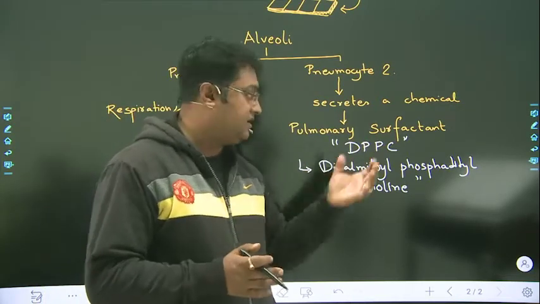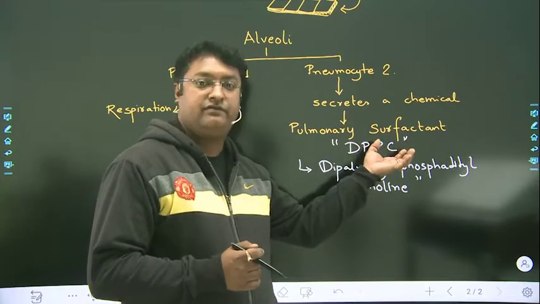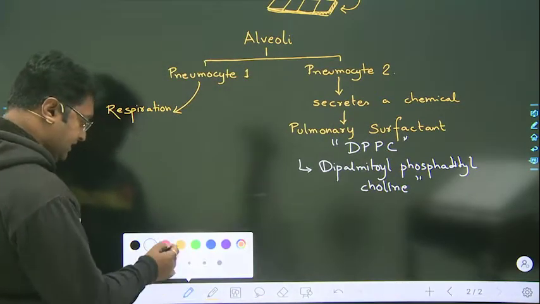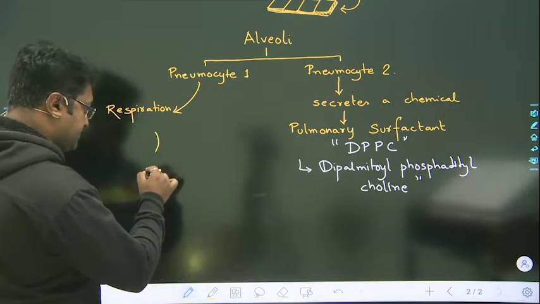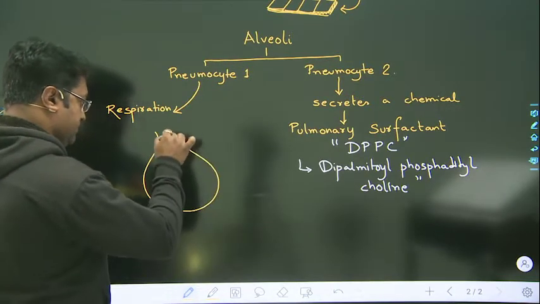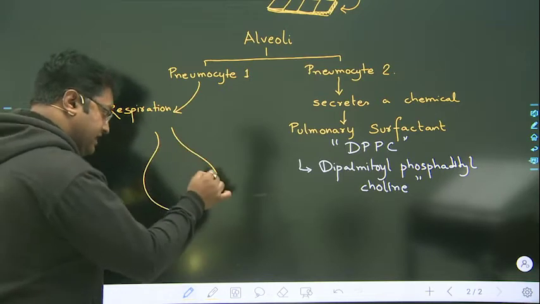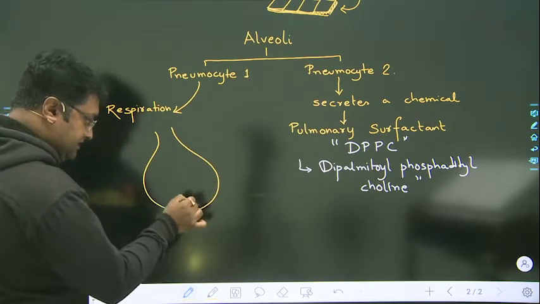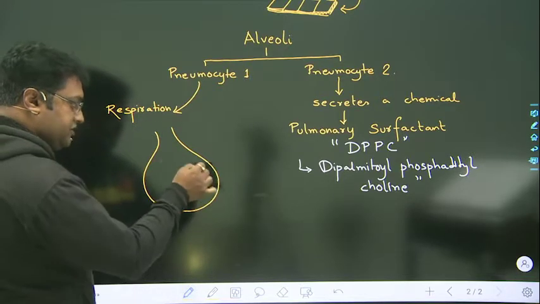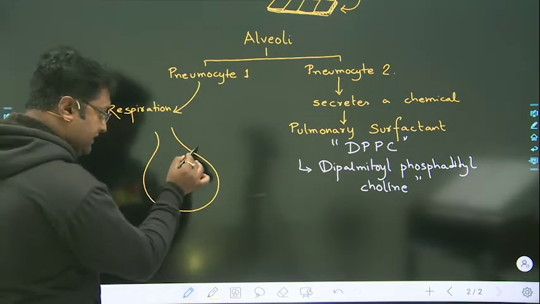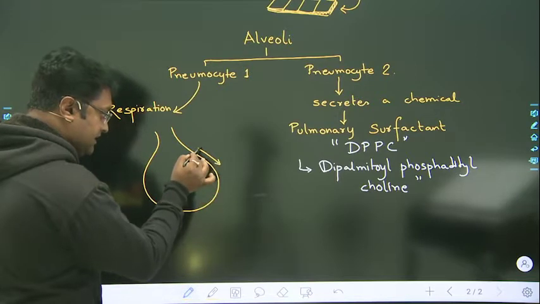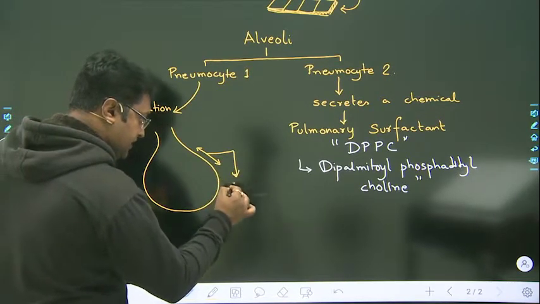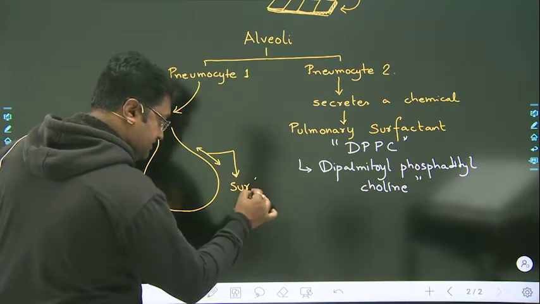Now what will be the use or the function of this surfactant? If we see the alveoli structure once again, since they are small round structures and the epithelial cells will be covering the outer portion of the alveoli, obviously on the surface there will be a tension, which can be said to be the surface tension.